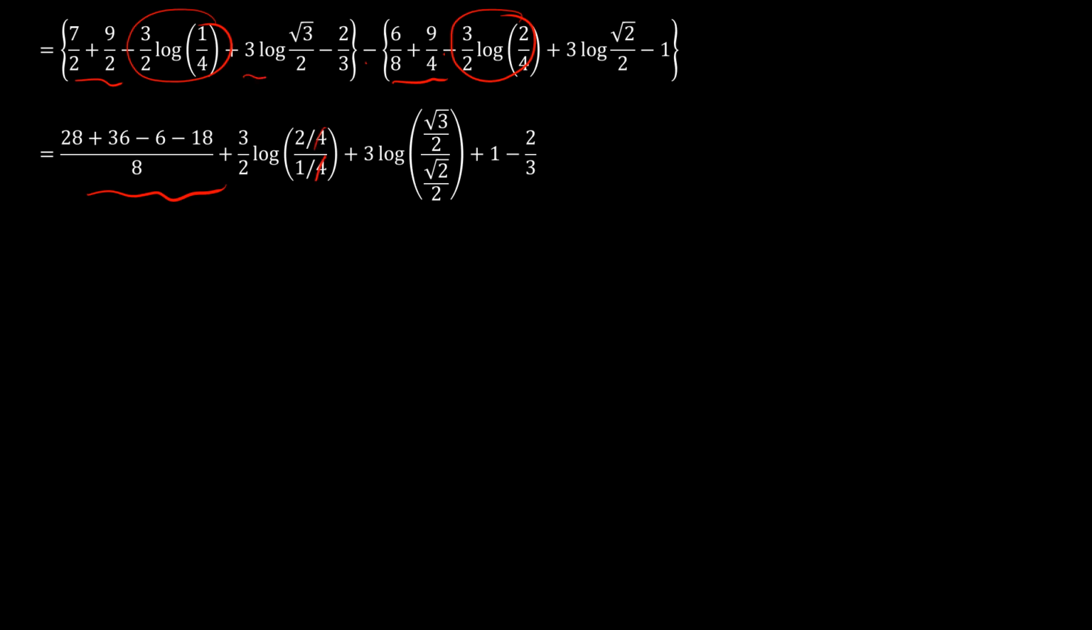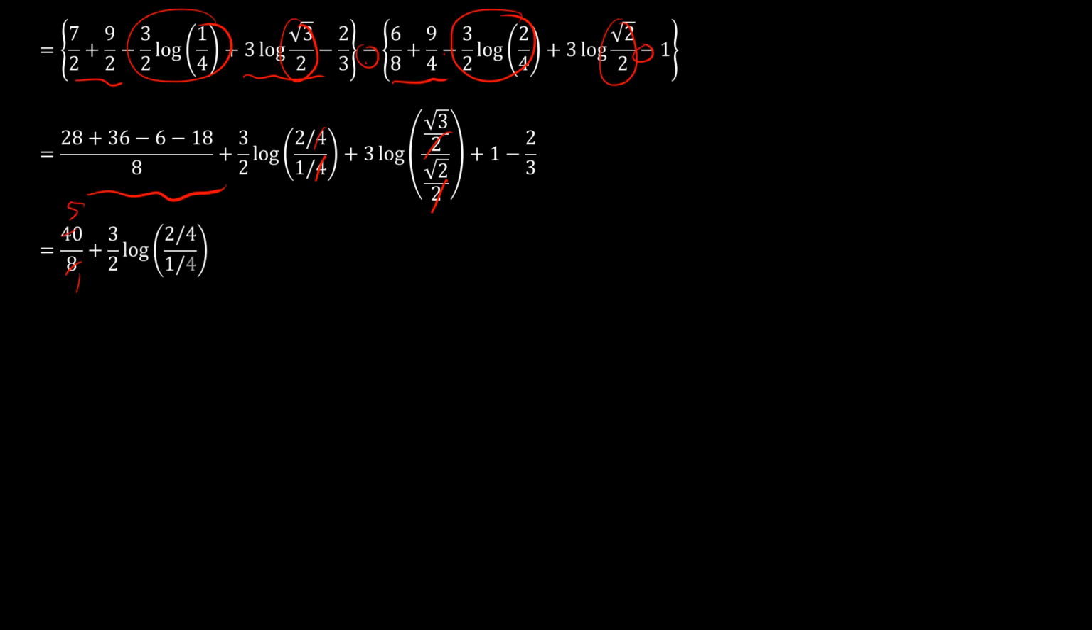And then same thing here, 3 over 2. 3 times log root 3 over 2 is it? And then we have a minus here, so it's 3 log this divided by this. And so we have 3 root 3 over 2 divided by root 2 over 2. So this cancel. Plus 1, since it's negative here and negative here, this becomes positive, so plus 1 minus this 2/3. So this becomes 40 over 8, and when you divide this becomes 5.